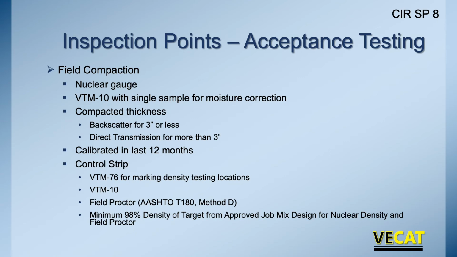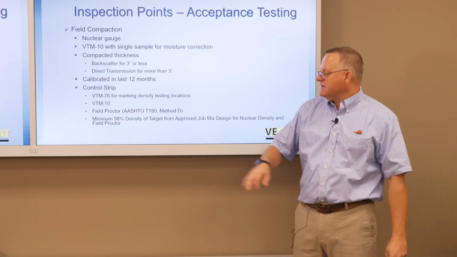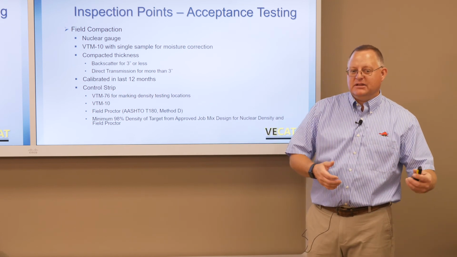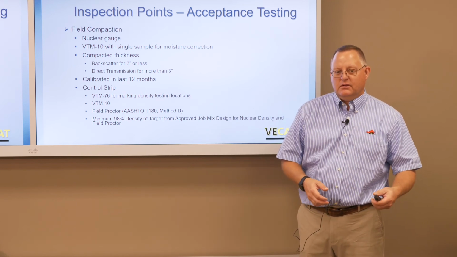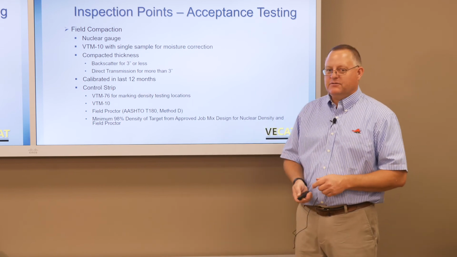And then minimum of 98% density of the target from the approved job mix formula for nuclear density and field proctor. Again, going through the entire process, we want to make sure that the density we're getting in the field is what we're expecting going back to our approved job mix formula.